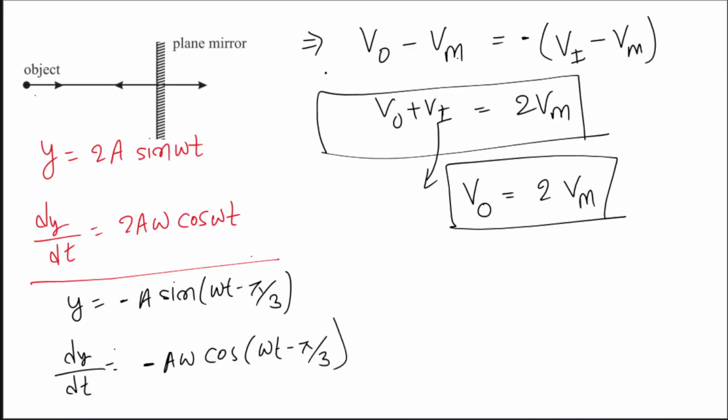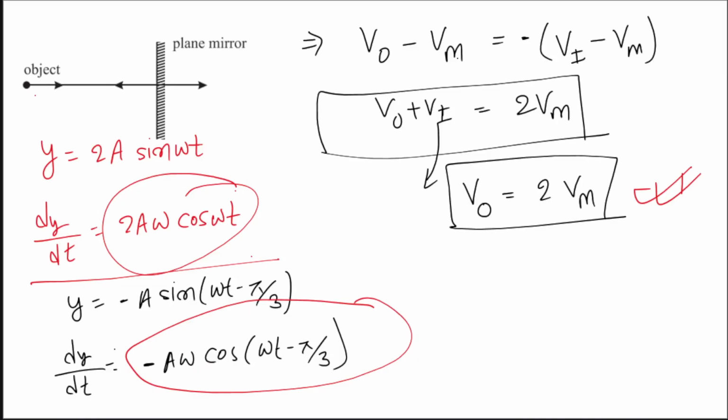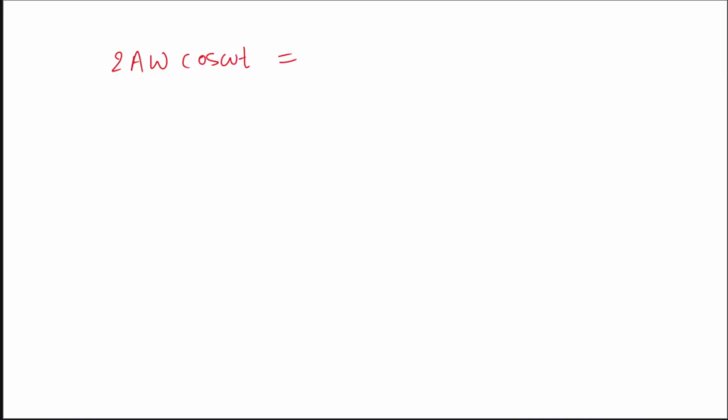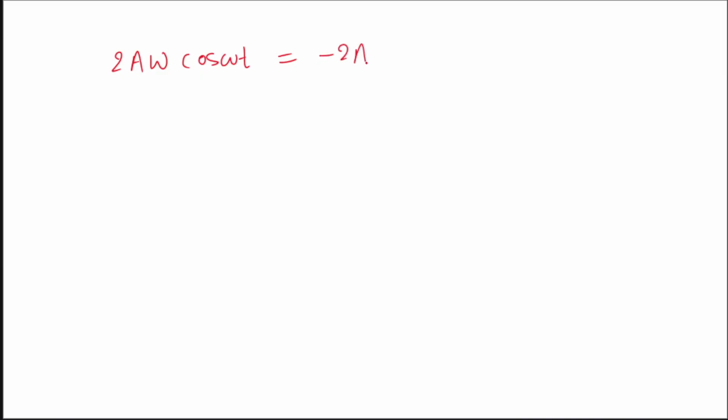And according to whatever is given in the question, V naught is equal to what? Vm, right? So let us put it, V naught is equal to 2 into Vm. So let us do this one. 2a omega cos omega t will be equal to how much? 2 times the mirror. So minus 2a omega cos (omega t minus pi by 3).